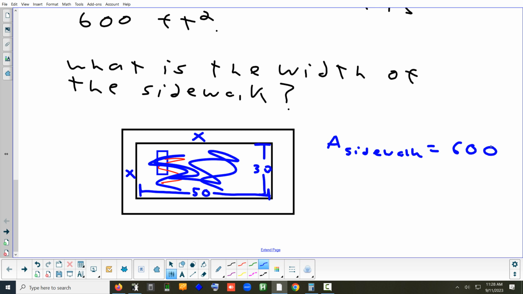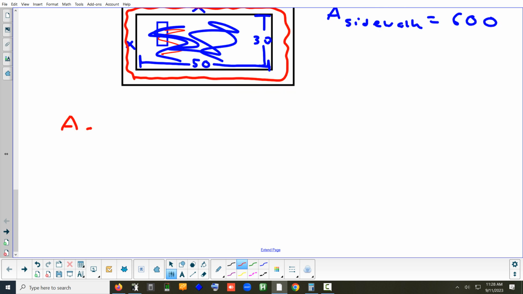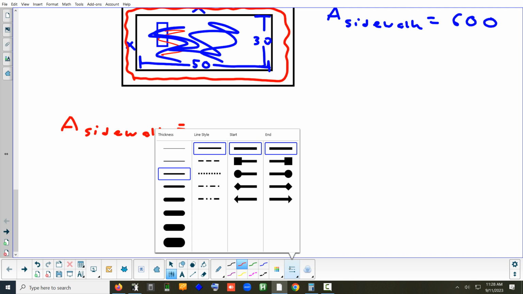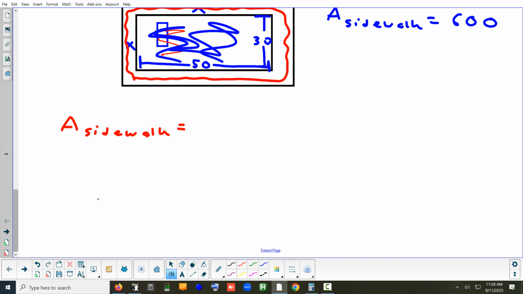So the area of the sidewalk is this region in red. Does anybody see how we could get the area of the sidewalk visually from the two rectangles in that picture? I know we can get the area of the pool. Can we add the areas together and then subtract? Okay, we can do some kind of subtracting.